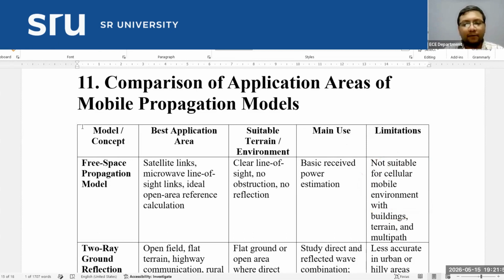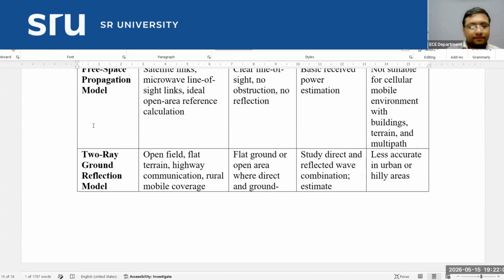Now comes the basic model that is used for our urban or suburban telecommunication. So two-ray ground reflection model. So with this, we started today's lecture. This is an open field, flat terrain, highway communication oriented model. It can be used in rural mobile coverage also, because be it rural, suburban or urban, whenever there is a transmitter, whenever there is a receiver, this two-ray model is universal.